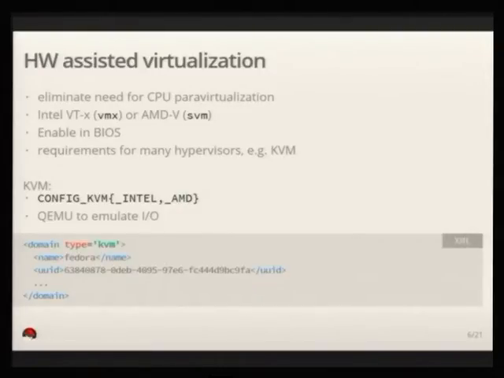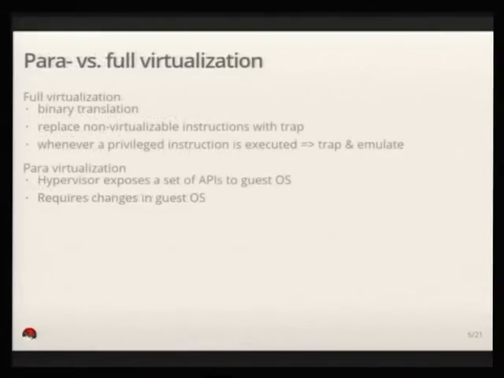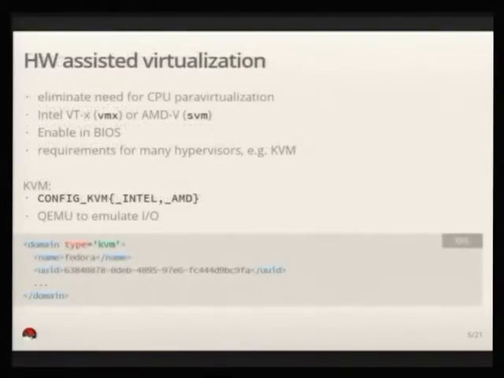Speaking of which, who knows the difference between KVM and QEMU? Come on, raise your hands, don't be shy. Okay. So for those who don't, KVM is the actual hypervisor doing, as I've shown here, full virtualization. And QEMU is there to emulate the I/O. So it works like this. KVM is a loadable module in your kernel. You will have to enable it if not already done by your distro.